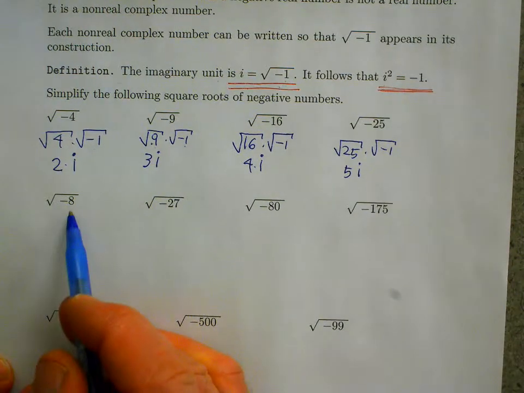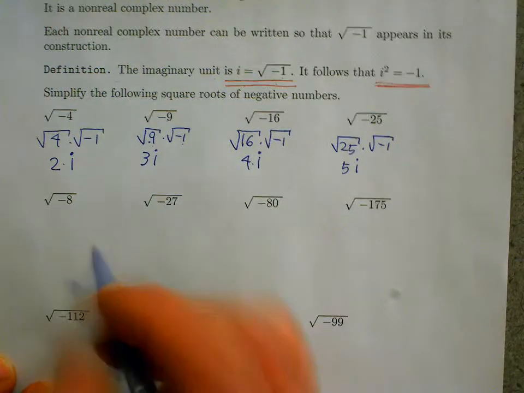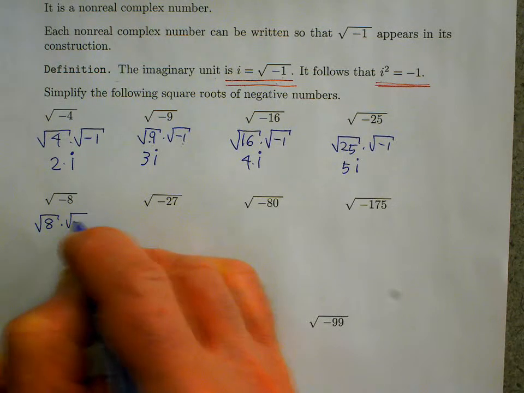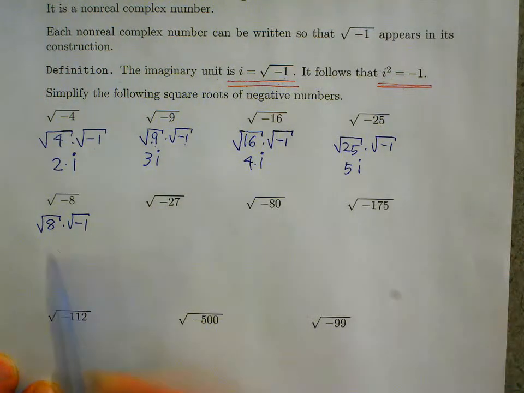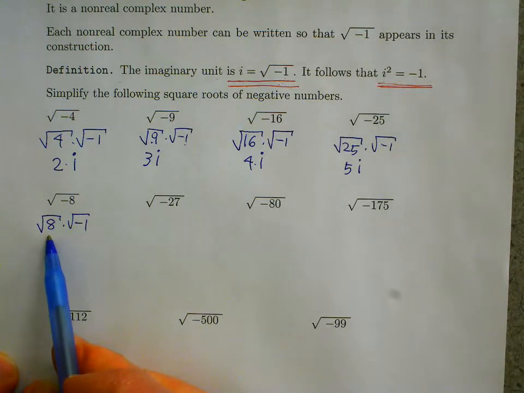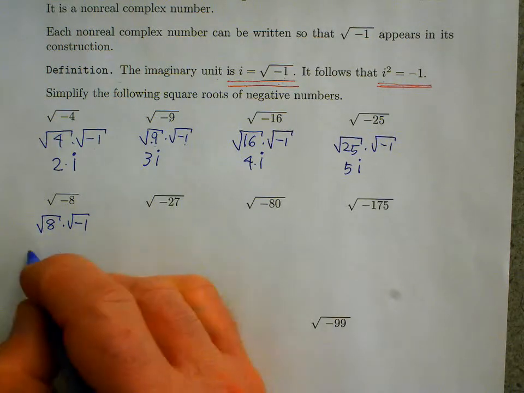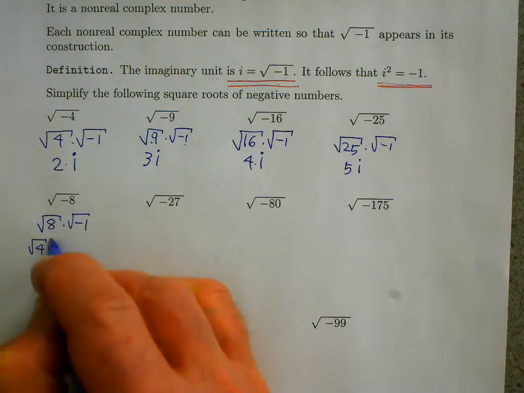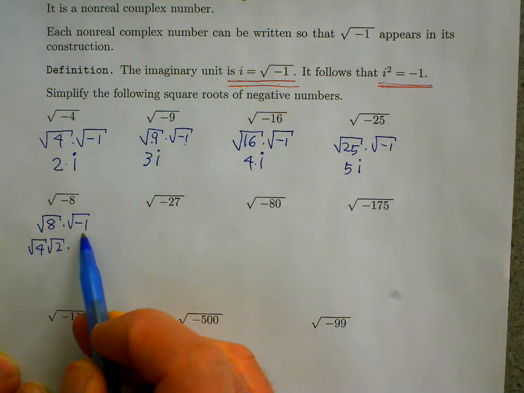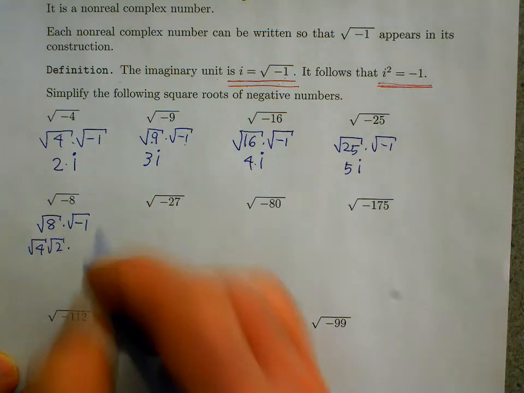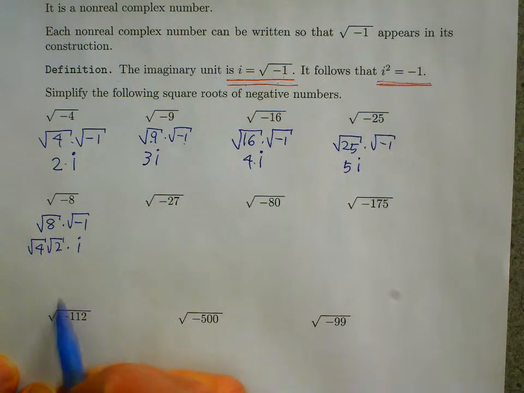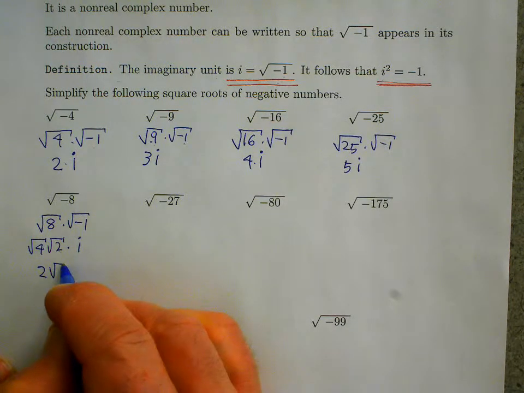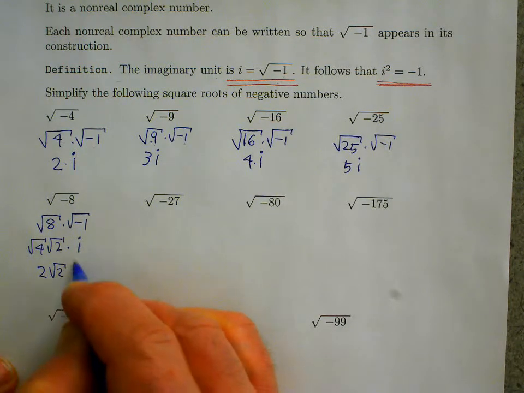So this one, the square root of -8, we can start by writing the square root of 8 times the square root of -1. And then we simplify the square root of 8. So we can think of the square root of 8 as the square root of 4 times the square root of 2. And we will replace the square root of -1 with i. And then the square root of 4 is 2, so we get 2 times the square root of 2 times i.